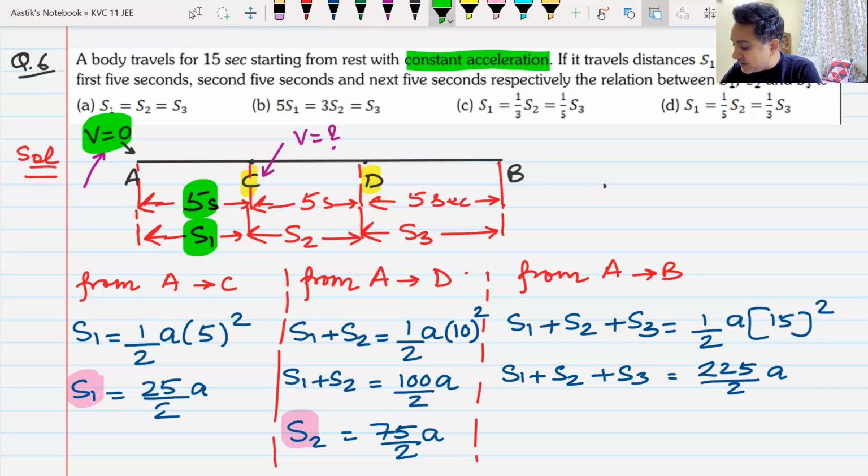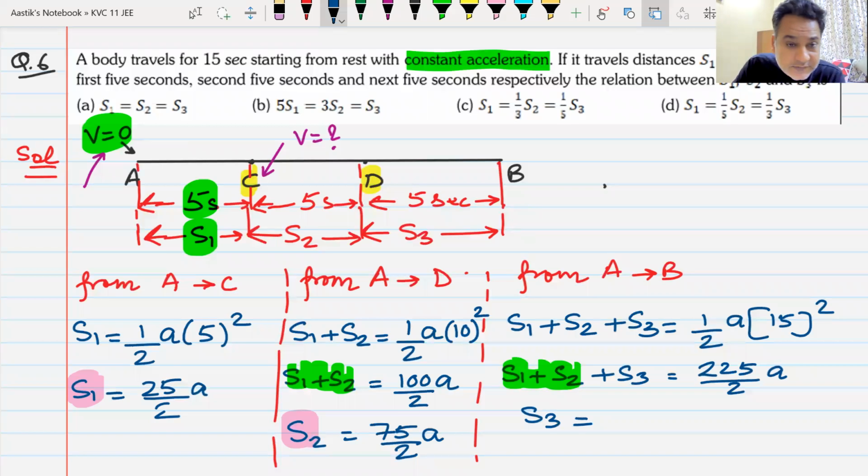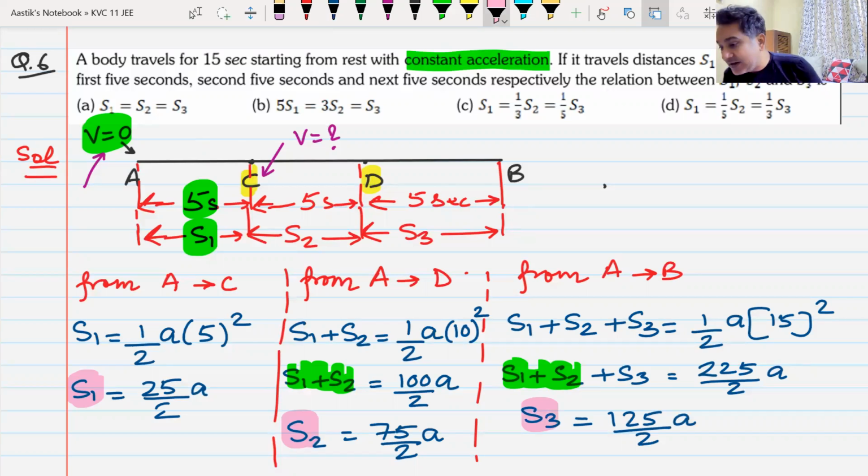I already know, my dear friends, the value of S1 plus S2, so I can calculate the value of S3. What is the value of S3 coming? I think it will come as 125 by 2A. Now I know S1, now I know S2. You should be able to tell me the relation between S1, S2, and S3, and which is the correct answer. The correct answer is option C.